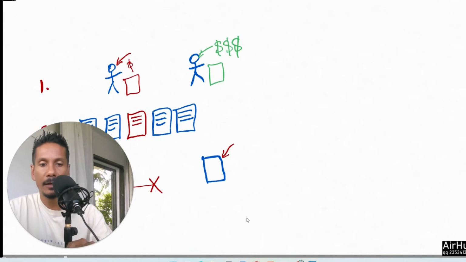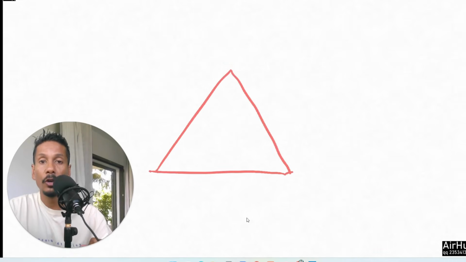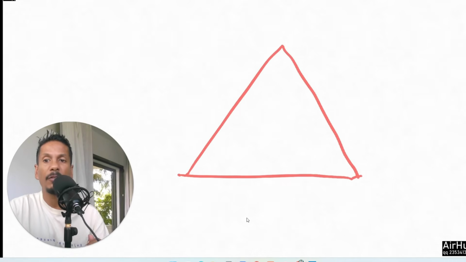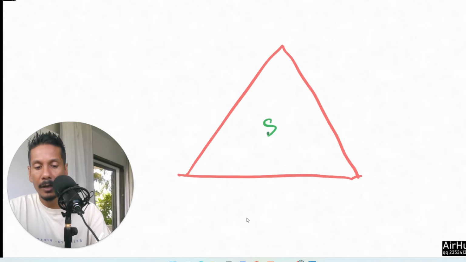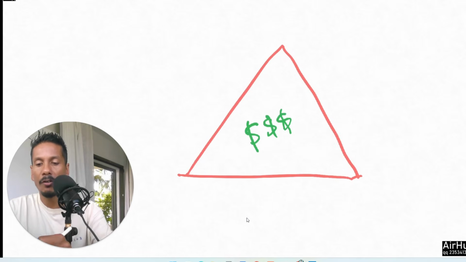So then, what does it take to create a book that actually makes you a lot of money? Let me show you. So we'll go back to our drawing here. Let's just go over here. Okay. Just imagine this is your book. This triangle is your book. So there are three sides to making a book that makes you a lot of money.